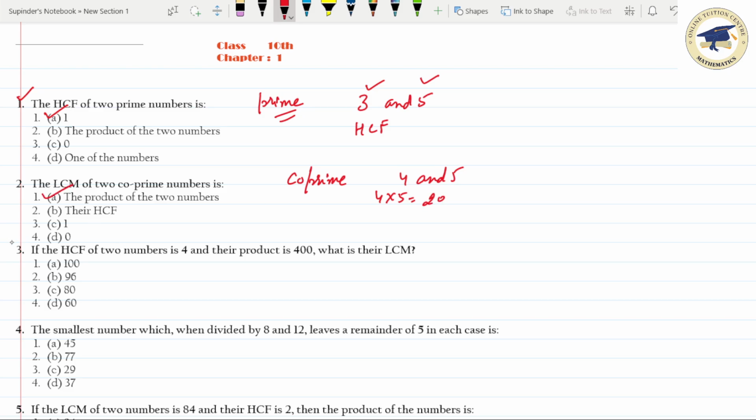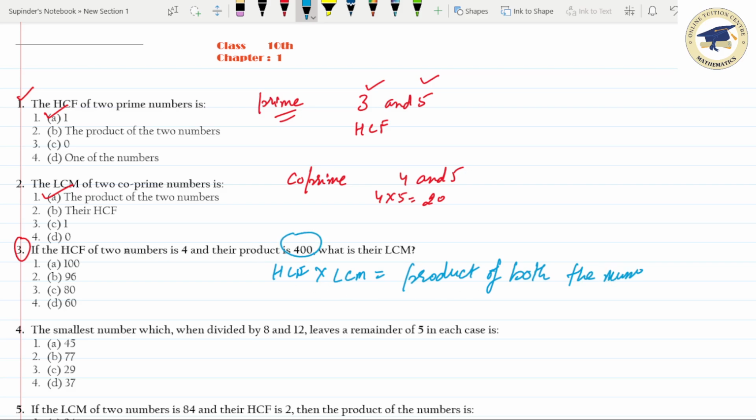Third question, if HCF of two numbers is 4 and their product is 400, what is their LCM? So here we take the formula HCF multiplied by LCM is equal to the product of both the numbers. Here the product is 400 given and HCF is 4. So we do 400 divided by 4, and we got 100.